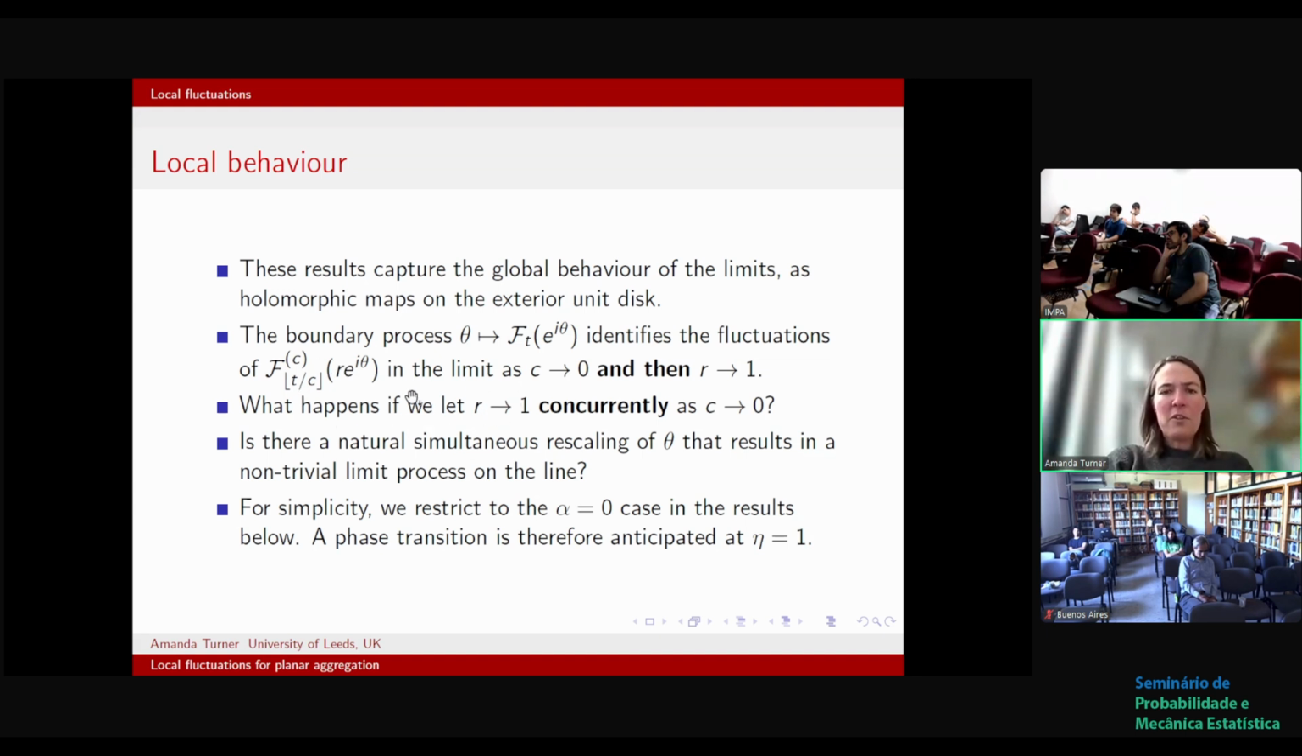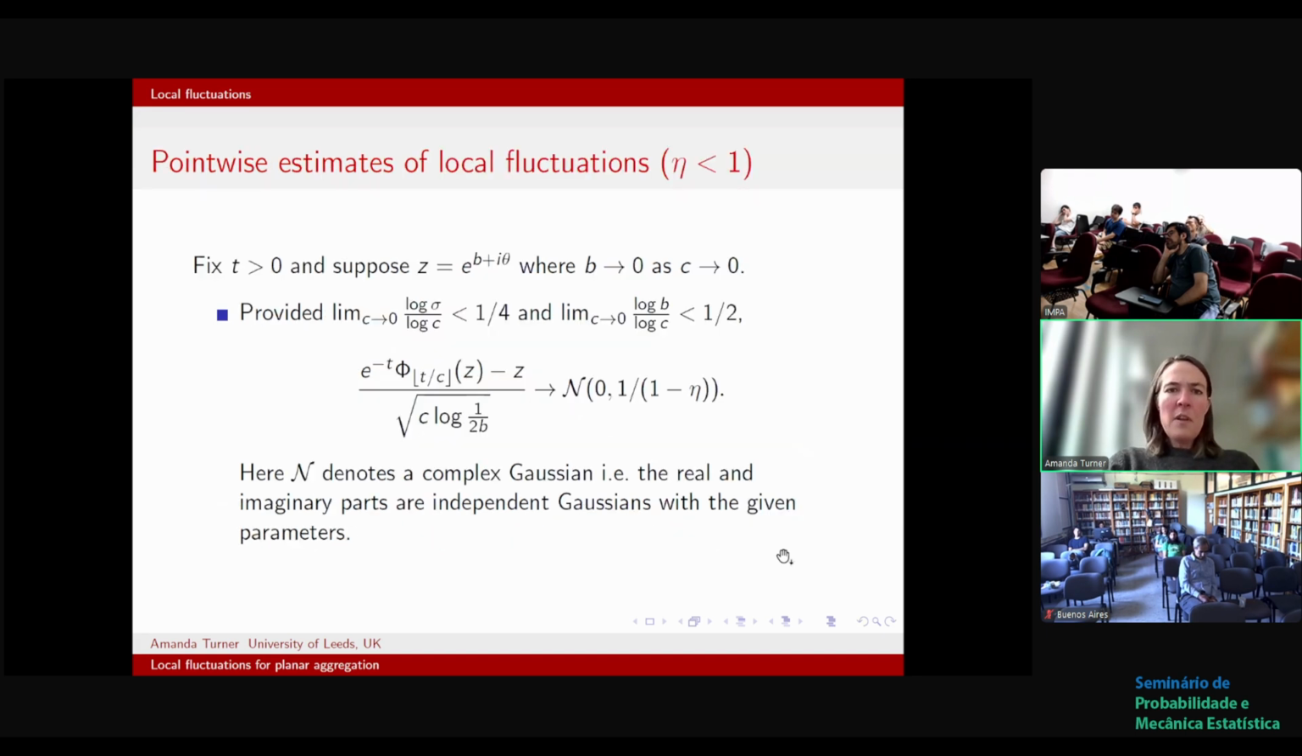So if we want to look at R becoming close to 1, we do need to tune the rate at which R goes to 1 to get something non-trivial. And in order to explore this local behavior, for simplicity, I'll just restrict to the alpha equals 0 case, and we anticipate a phase transition in local limits at eta equals 1. So what are the results that we have? This is work in progress with Larissa.